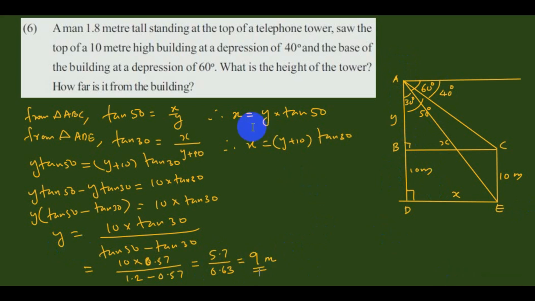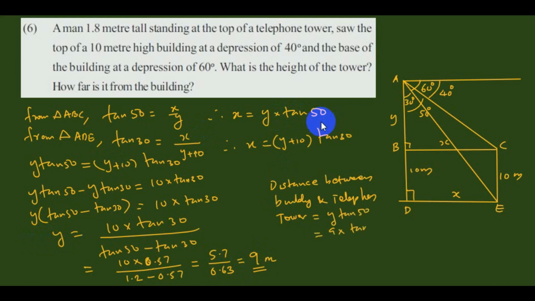So what will be x? X we know is x is equal to y tan 50. Therefore, x is the distance between building and telephone tower. In the question it is asked, the distance between building and telephone tower is equal to y tan 50. Y is obtained as 9. 9 into tan 50. In other words, it is 9 into tan 50.